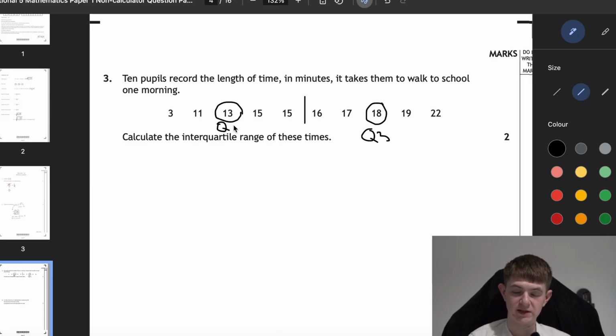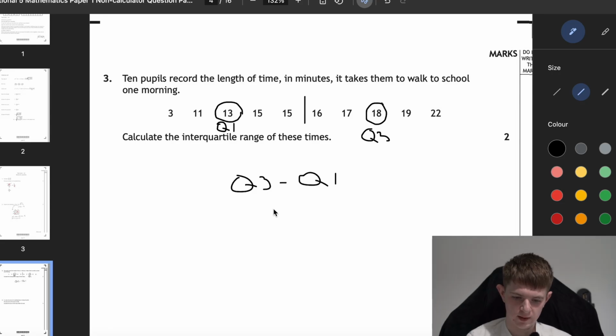Now we need to literally just take them away from each other. So Q3, take away Q1, and this will get you 18 take away 13. 18 take away 13 is just 5. So we can leave it at that.